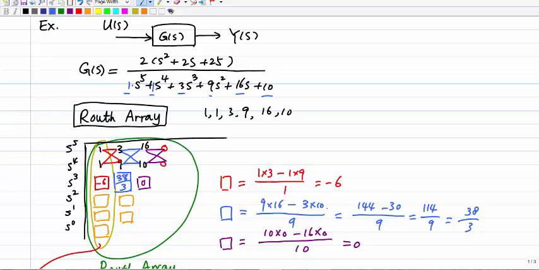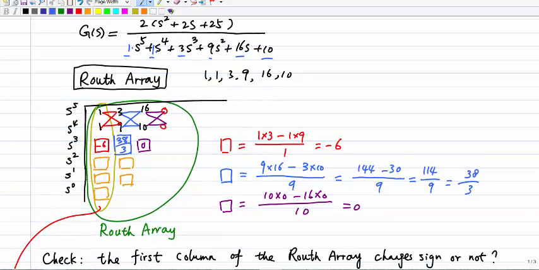Okay, that's what we have. So by doing some simplification, we get this number over here is 38 divided by 3. The last one over here, we do the same thing. So the purple one, we find an entry right above it, which is 10. So after we start from here, we use the rule cross back. So cross is 10 times 0 minus 16 times 0 divided by 10. So it's still 0.